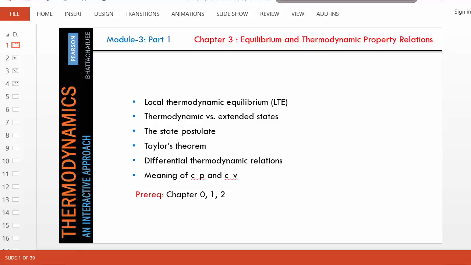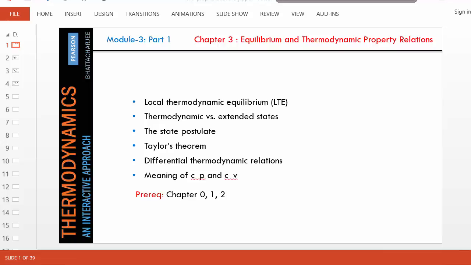Hello. In this module, we are going to revisit thermodynamic equilibrium and we'll establish how the concept of equilibrium helps us to describe a system or a flow state. We'll also explore a calculus theorem called Taylor's theorem and how it helps us build relationship between properties.